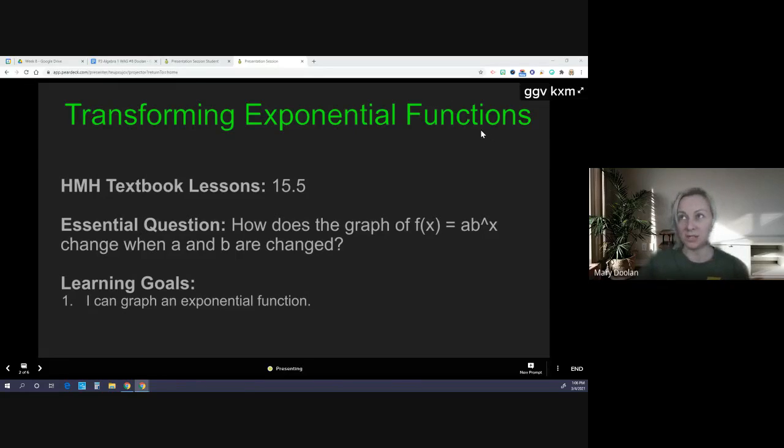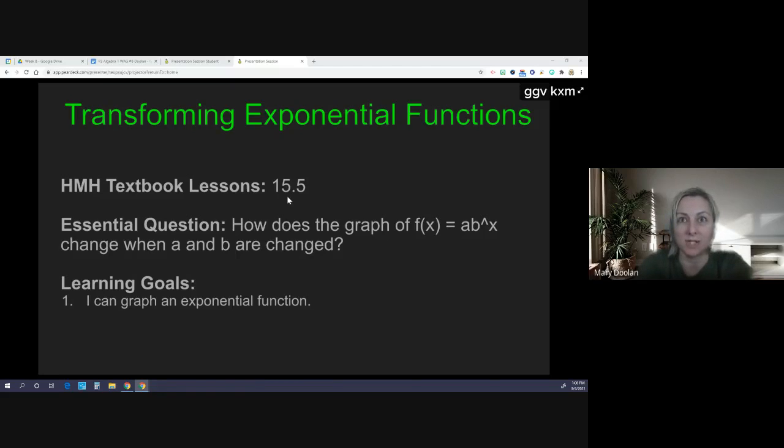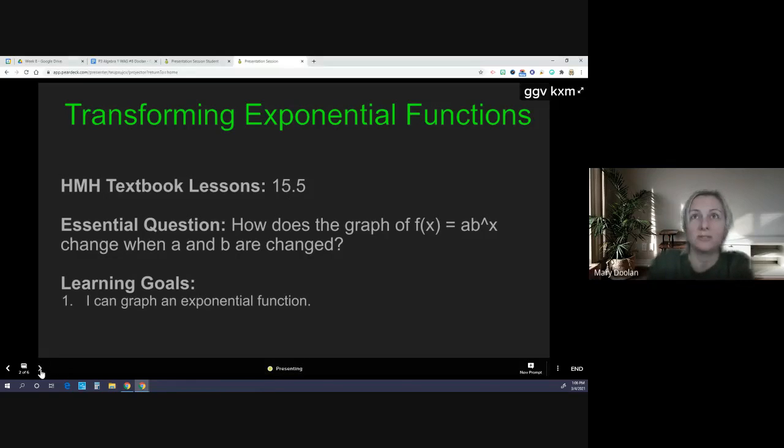Transforming exponential functions. This goes with 15.5 in your text. Your EQ: how does the graph of f of x equals a times b to the x power change when a and b are changed? All right, so learning goal: I can graph an exponential function.